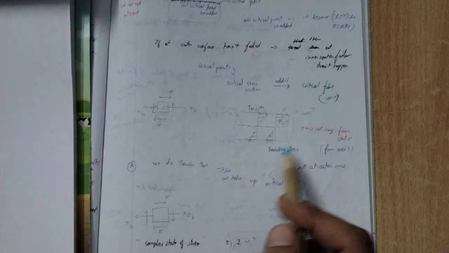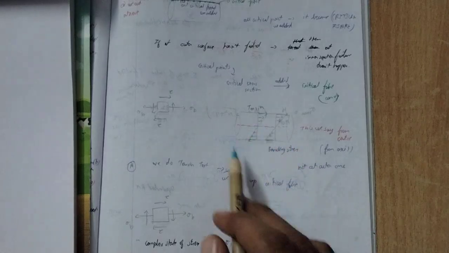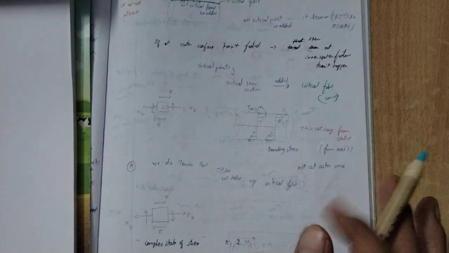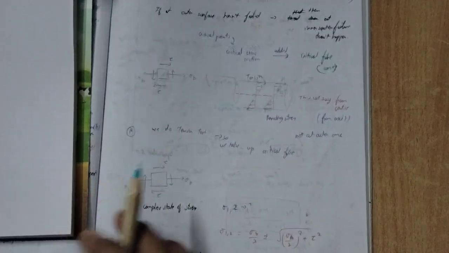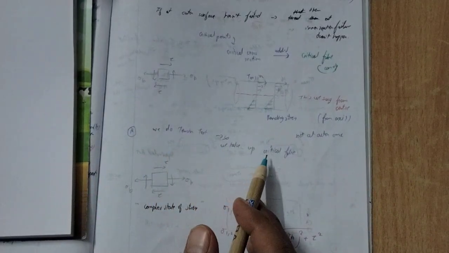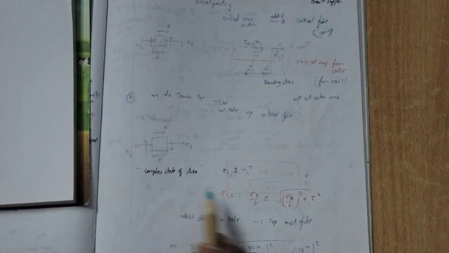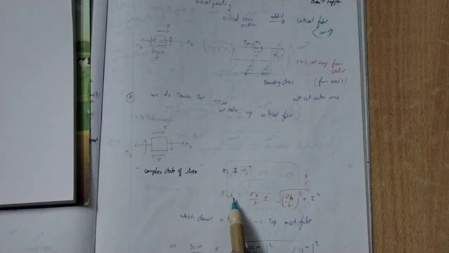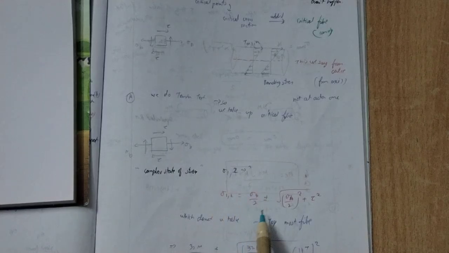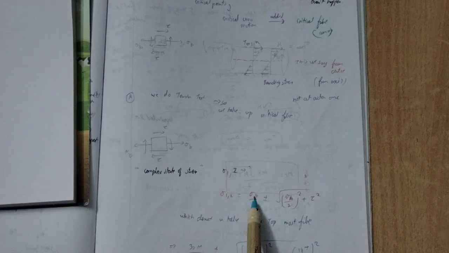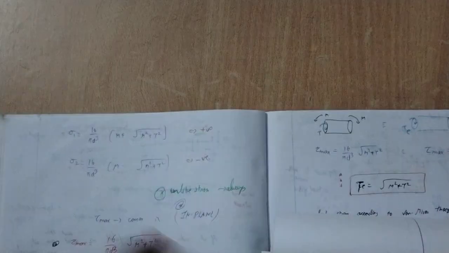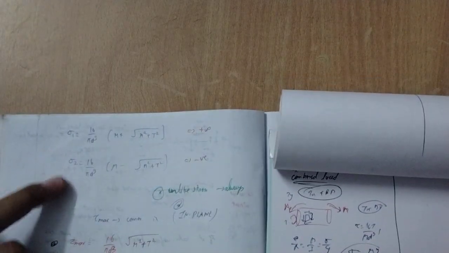See, this is torsion, bending stress, everything calculated. Just a normal thing. I hope you understood. So whenever we do a tension test, we take up the critical fiber. Suppose complex data such as this one: sigma 1, sigma 2 equal to sigma b, the bending stress divided by 2 plus or minus root of this entire thing. Put the bending stress here and shear stress here, and you can calculate everything. It means sigma 1 and sigma 2 are principal stresses.